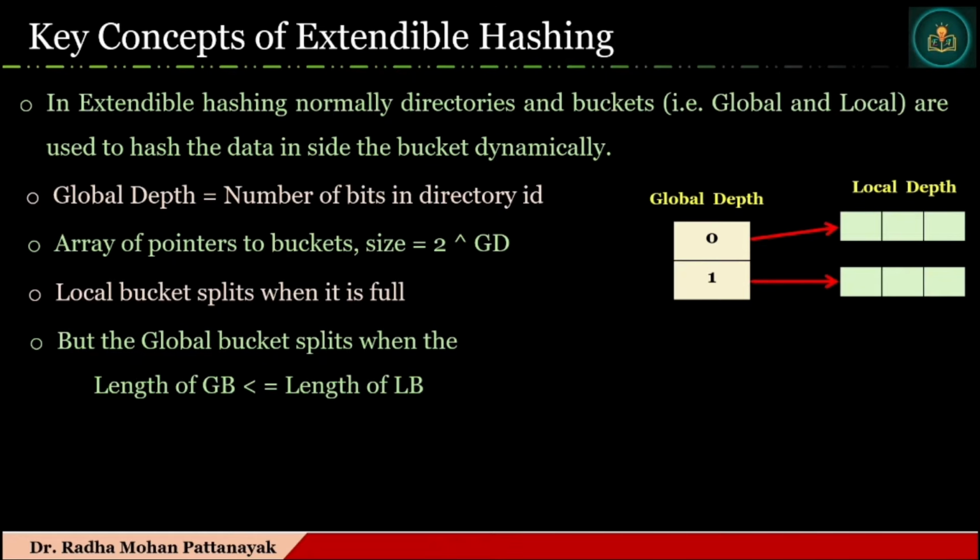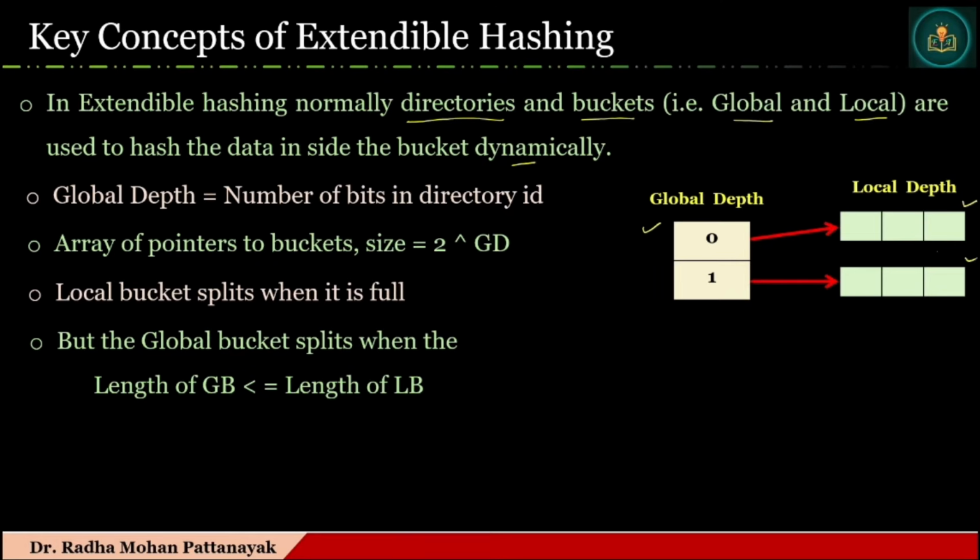In extendable hashing, normally there are two terms we are using, that is directories and buckets. In bucket we are using two different types of bucket. One is global bucket, second is local bucket. If you see here in the picture, these are the two buckets we are considering. The left side space is called the global bucket, and the right side space is called the local bucket. If you see here in the local bucket side, there are two buckets, and generally we will store the elements inside the local bucket.